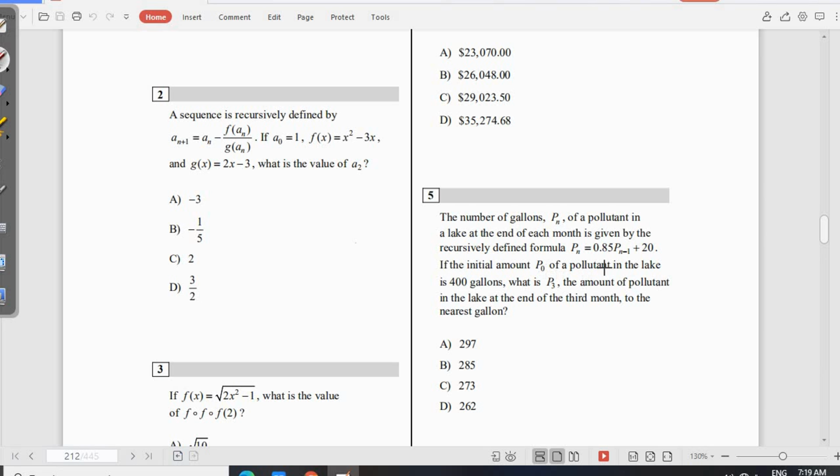If the initial amount of pollutant in the lake, P0, is 400, you just simply put 400 here. P1 is equal to this times 400 plus 120. Whatever you get, put it in again to get P2, because P2 is equal to that times P1 plus this. After getting P1, plug it in. Then after getting P2, plug it in. Then you get P3, and that will be your answer. That's it. It's quite simple.